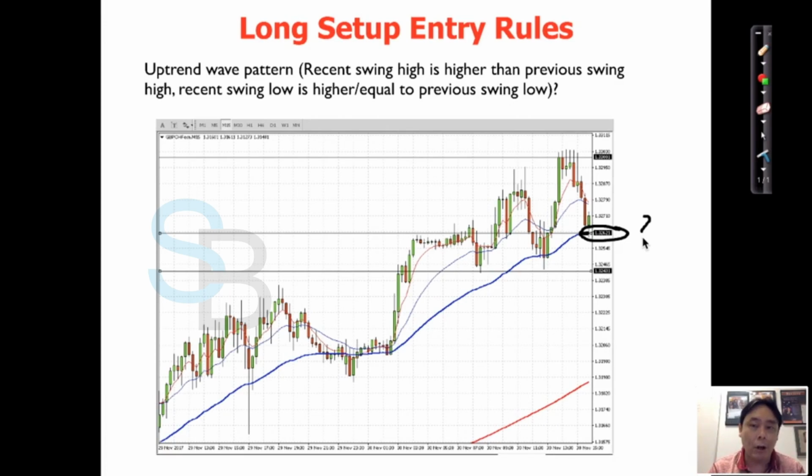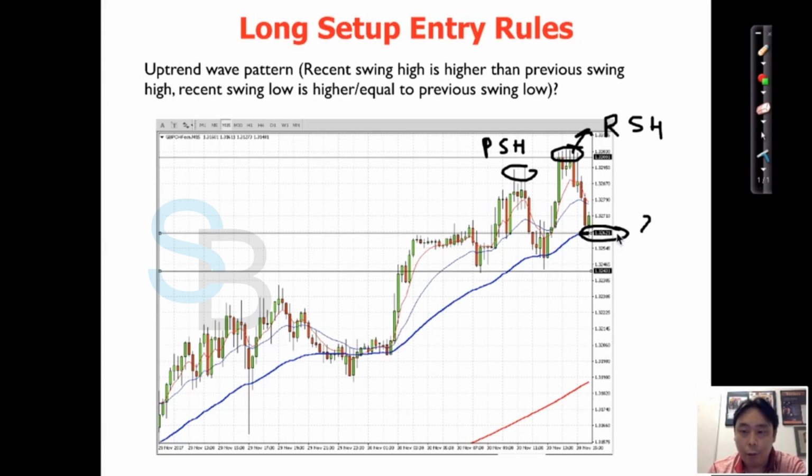Why? Because where's the recent swing high? This one, right? So this is the recent swing high. Where's the previous swing high? This one. That's the previous swing high. So what's the first rule for the uptrend wave pattern? The recent swing high must be above the previous swing high, making higher highs. Does it meet the rule? Yes, so it is valid. Good. Next.